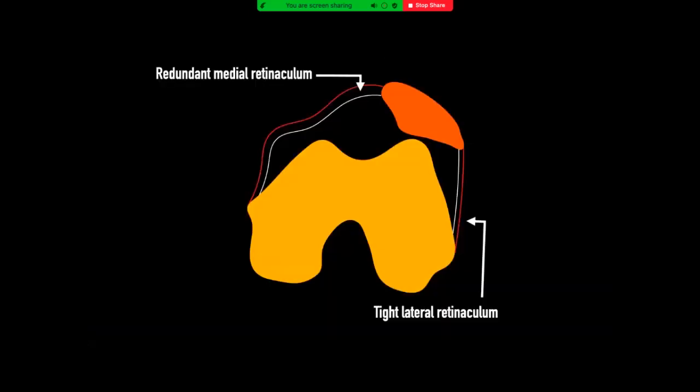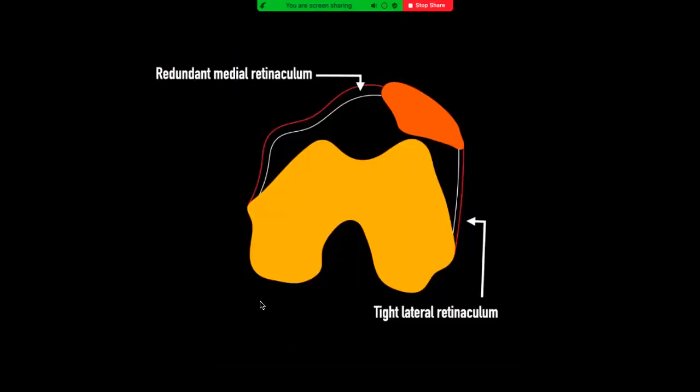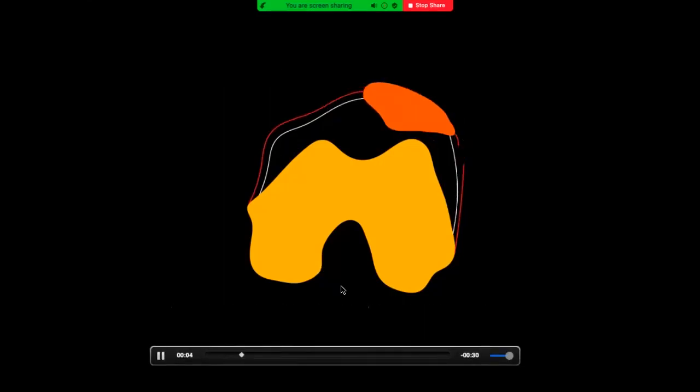We do a 4-in-1 approach where the medial redundant structures are addressed. Many of these pediatric cases have hypertrophied or long medial quadriceps and medial retinaculum, and the lateral structures are very tight because of which the patella is dislocating laterally. So what we do in these cases is, this is a short animation which shows the medial loose structures and lateral.